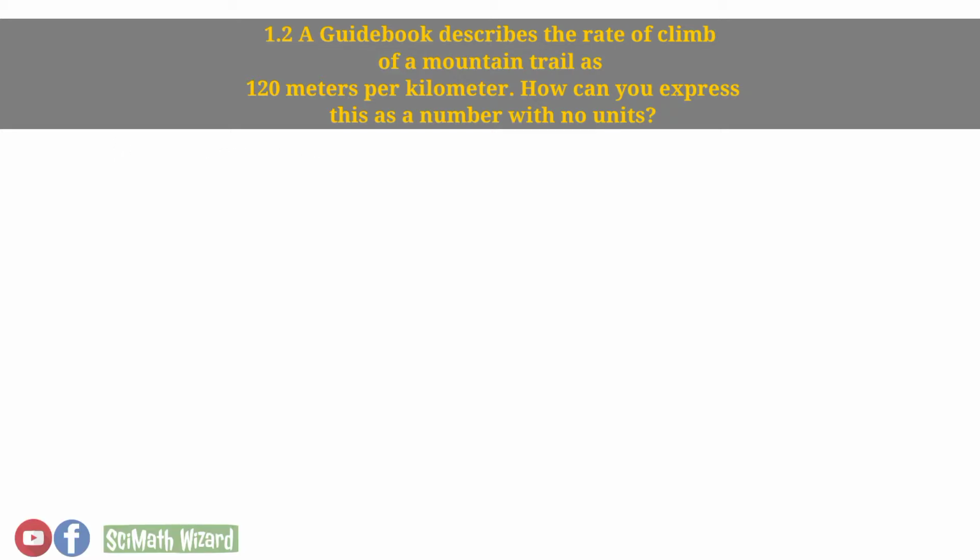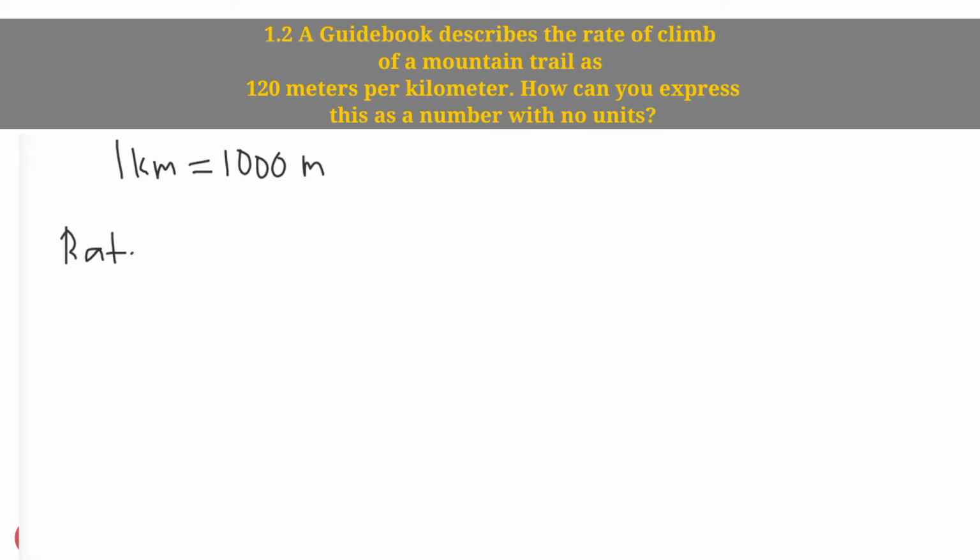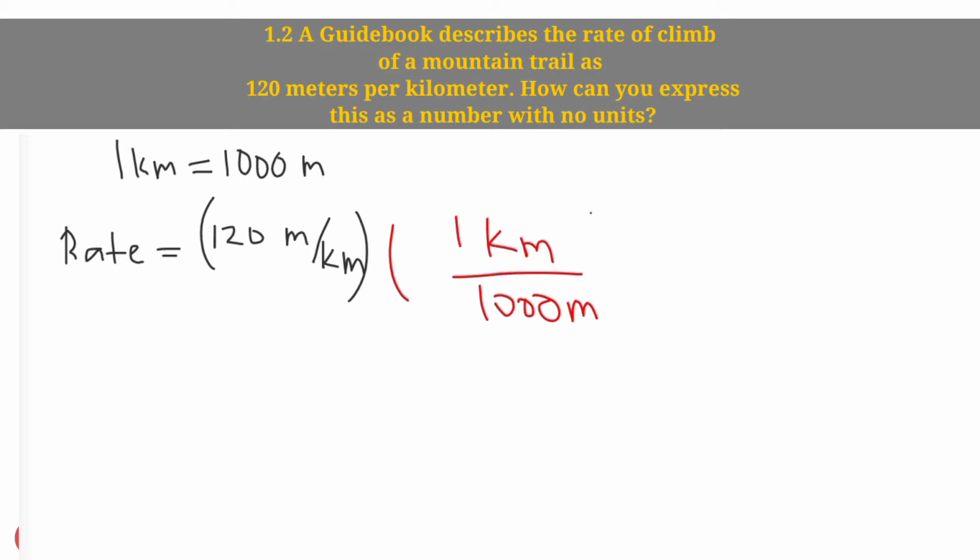Therefore, when we apply the conversion factor to our case, we get rate is equal to 120 meters per kilometer, multiplied by 1 kilometer over 1000 meters, then cancel out the meters and the kilometers. And now we will have rate is equal to 120 over 1000. As you can see, it is now unitless, and as you divide it, it will be equal to 0.12.